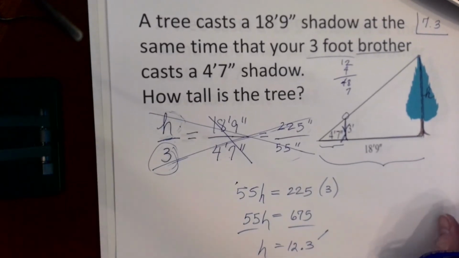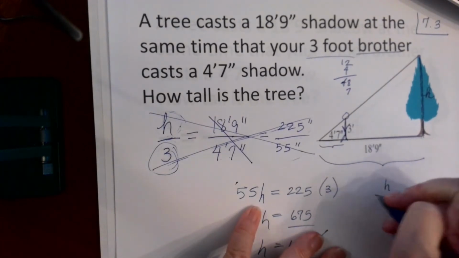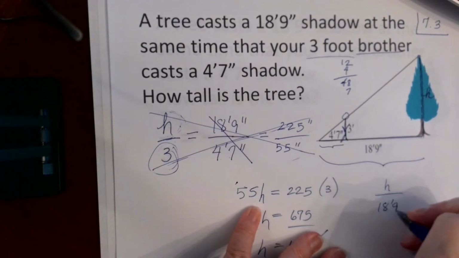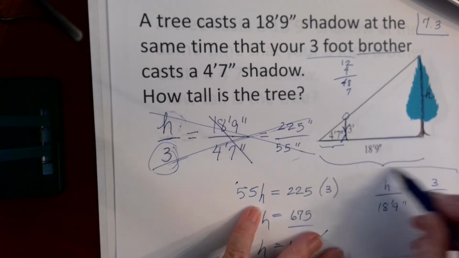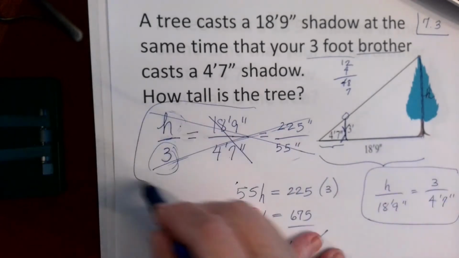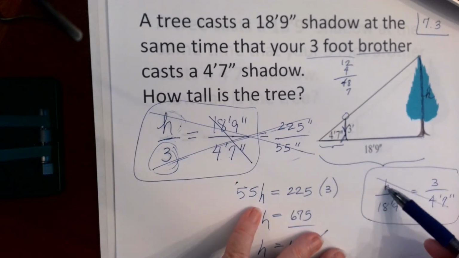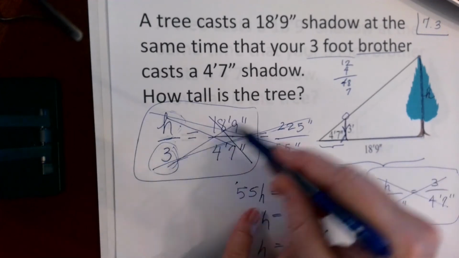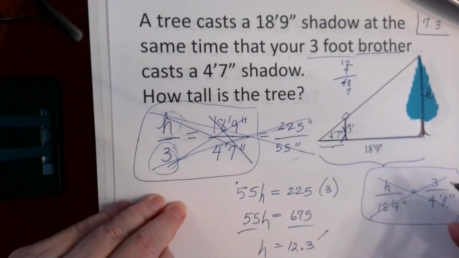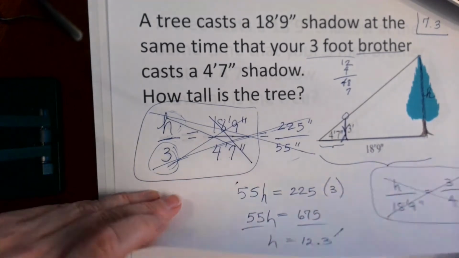Just for your own knowledge, we could have written this problem height of the tree to the shadow of the tree, height of my brother to the shadow of my brother. This is an okay proportion as well as the one we used, because when you cross multiply, you're still multiplying these together, same up here, and these together, same over here. So you just need a rhythm. Height of the tree, shadow of the tree. Height of the brother, shadow of the brother.